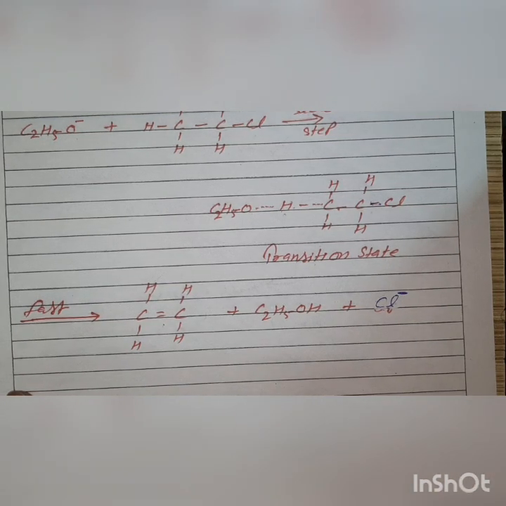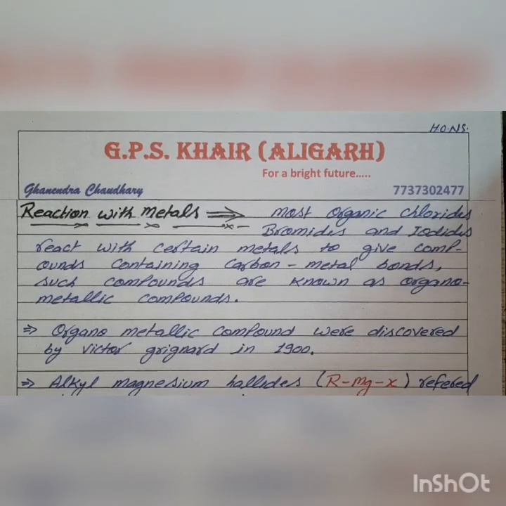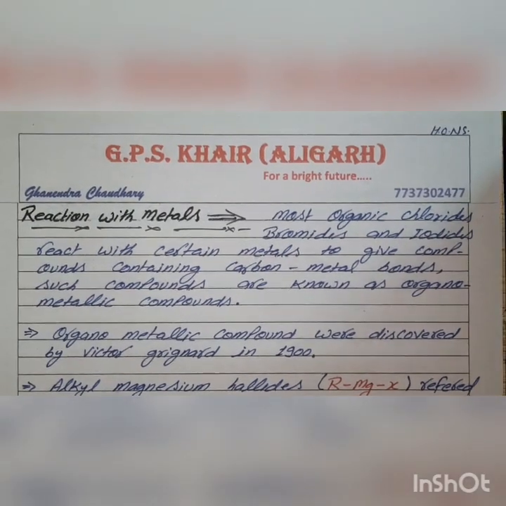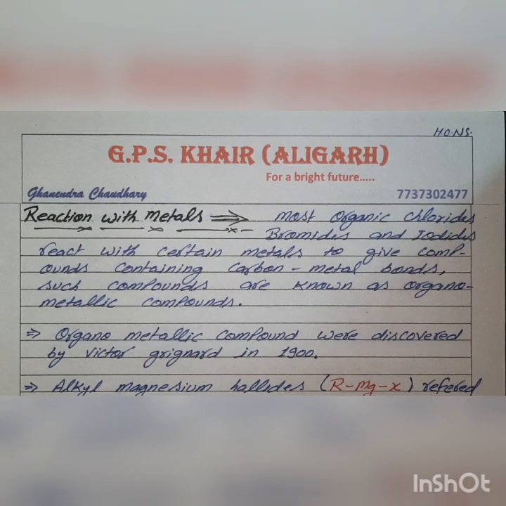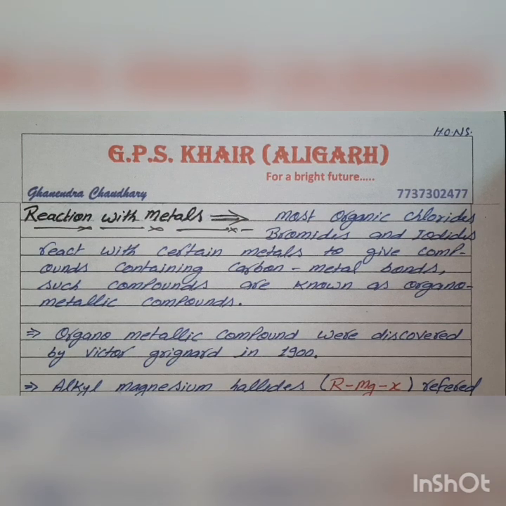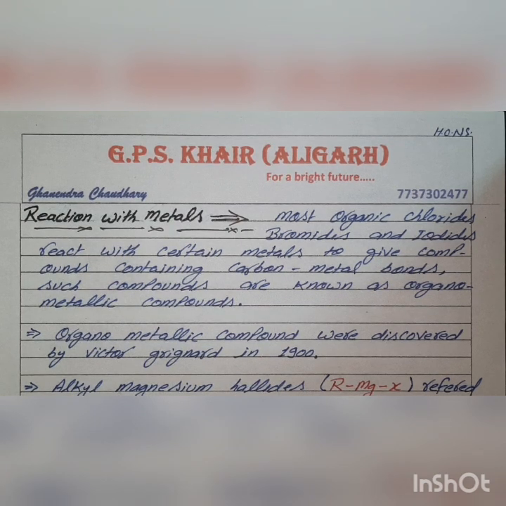Okay, clear? Next. Our next topic is reaction with metals. What happens when alkyl halides or aryl halides react with metals? You know the halogen atom is an electronegative element, and most metals are electropositive. So the bond between metal and halogen is a polar bond. You also know a polar bond as an ionic bond. Okay, clear? Now we see the reaction with metals.